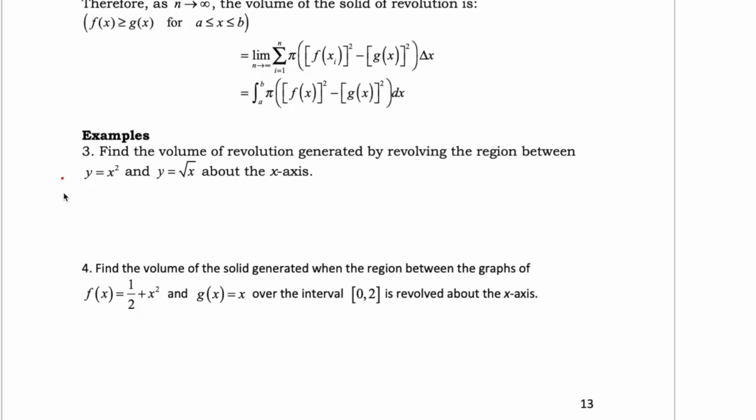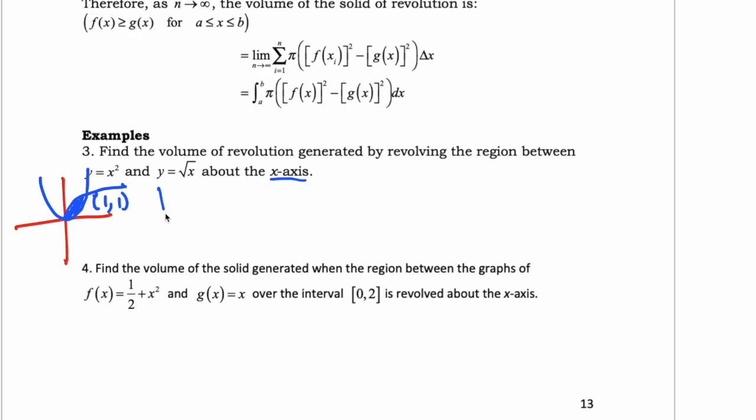What does it look like first of all? Well, y equals x squared is here. Root x looks like this. So we're taking this and rotating about the x-axis. You're going to get a funny looking bowl shape. But we need to find the point of intersection. I think that's obvious that that is 1, 1. If you set these equal to each other, then 1 is a solution.